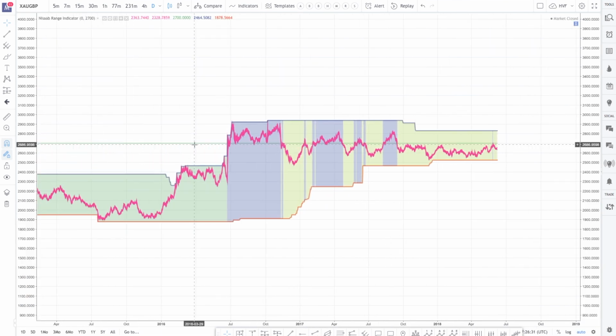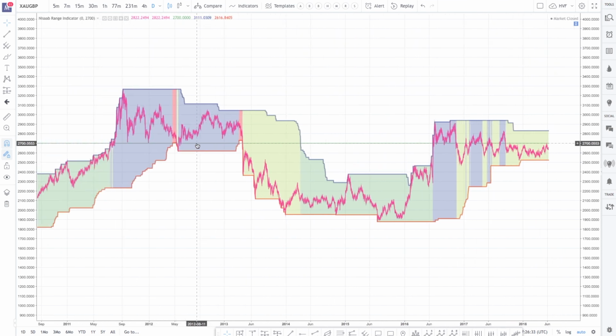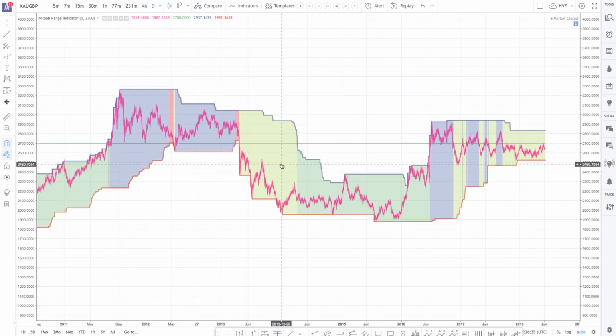In looking at this chart, we can see different colors here. We have dark green, we have light green, we have blue, and we have red.